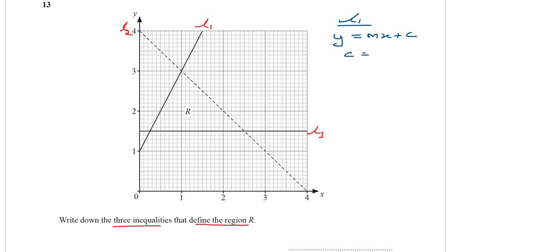I am writing the line equation L1. So L1 is touching the y-axis at 1, so c is equal to 1. And the gradient, you know how to find the gradient: change in y by change in x. From this graph it is easy for you to write directly.